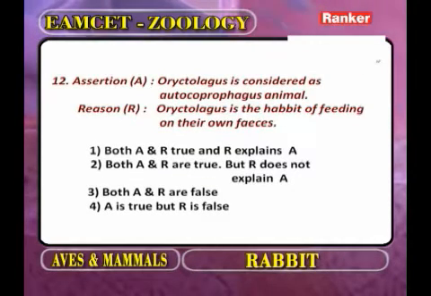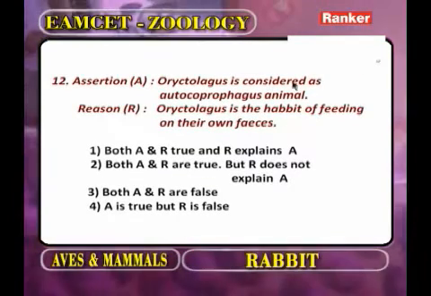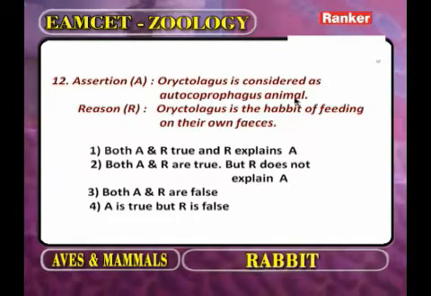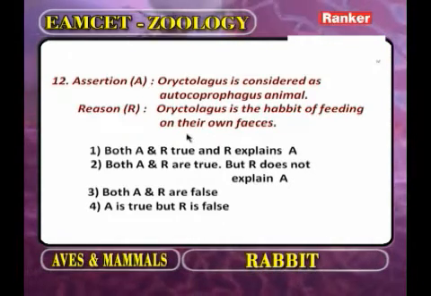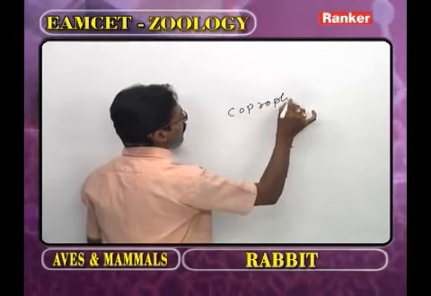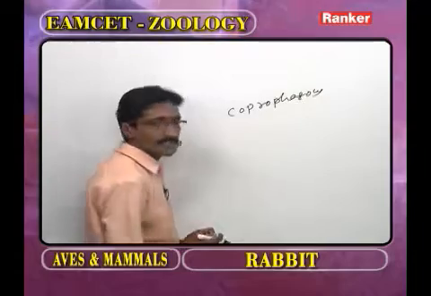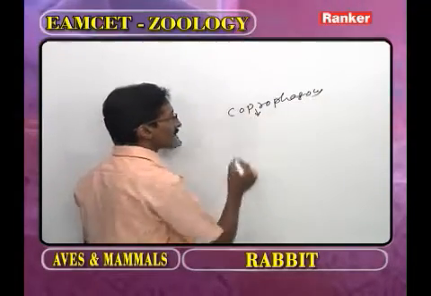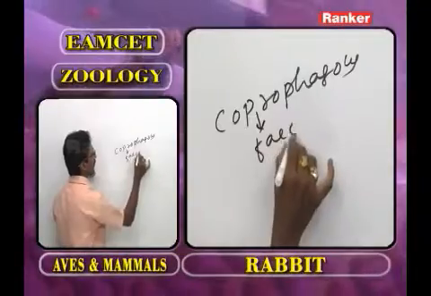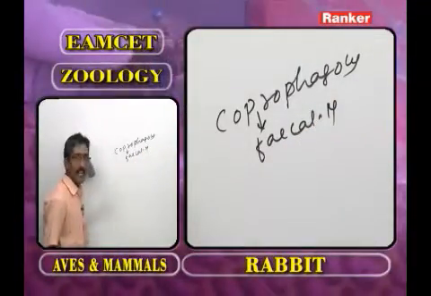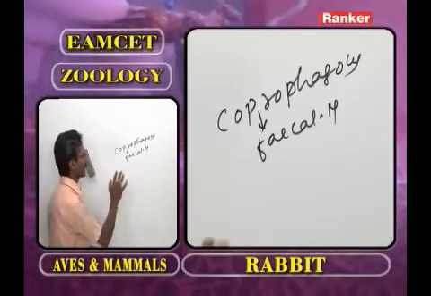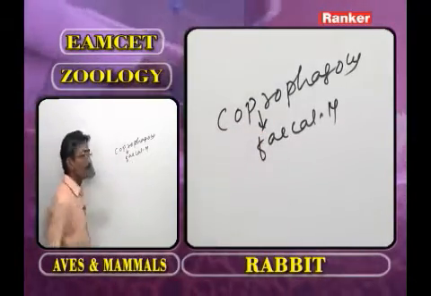Now we go for the next question. Assertion. Oryctolagus is considered as autocoprophagous animal. Now, as we observe here, one word is called coprophagous. What is meant by coprophagous? Coprophagous means the animal eats fecal matter. If the animal eats the fecal matter of another animal, that we call coprophagous.